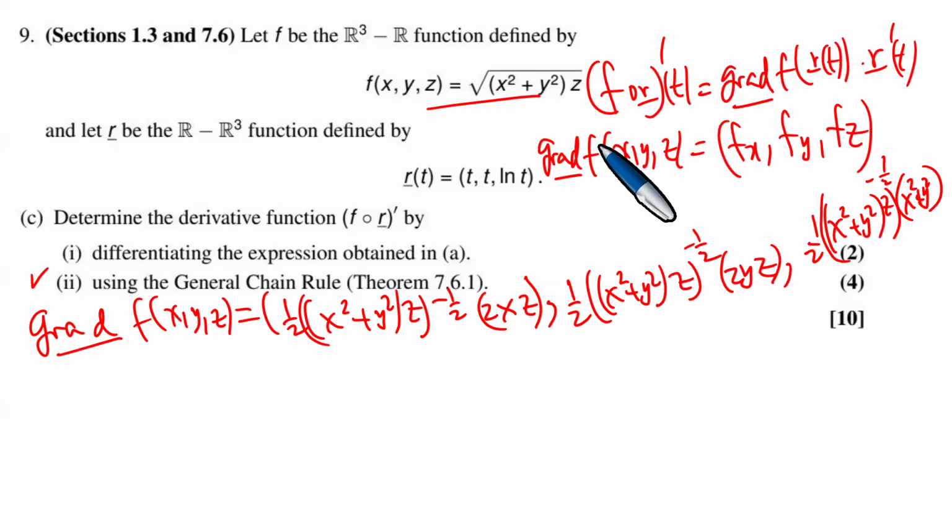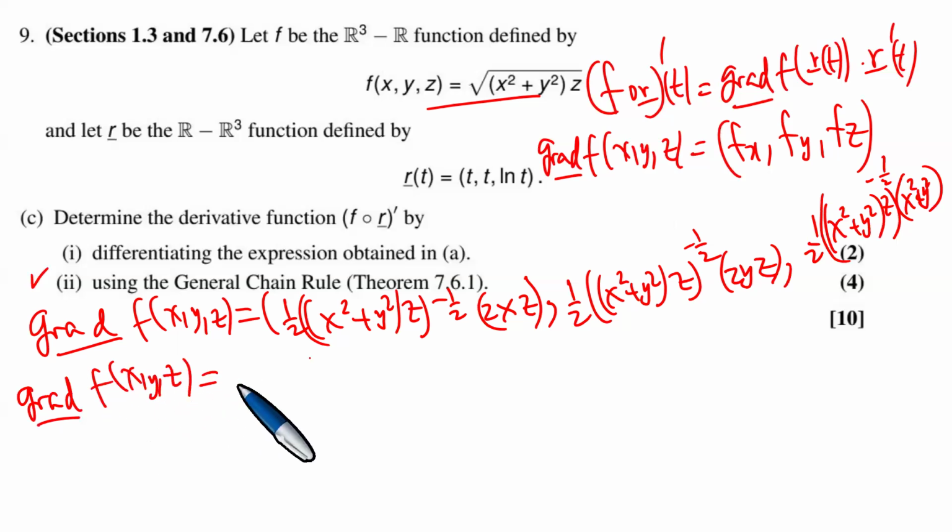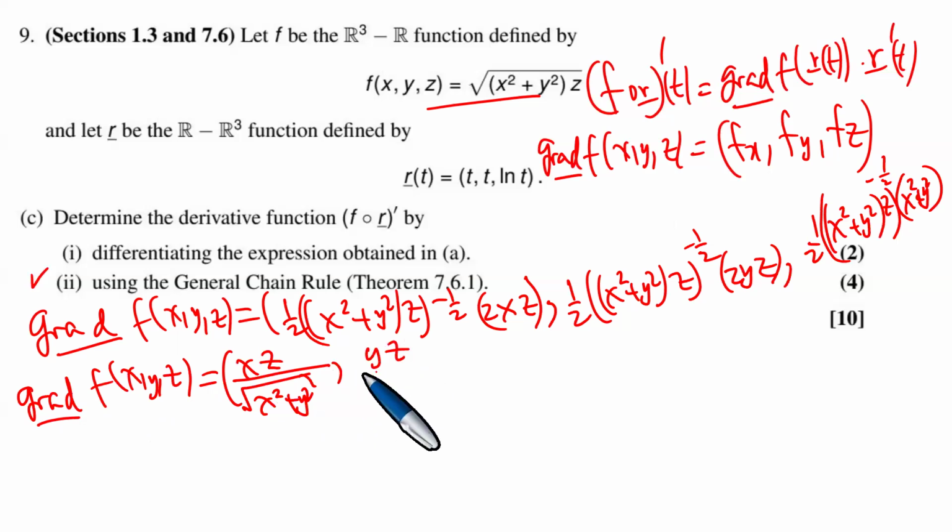Right. Now we can simplify this as follows, and then say that this is the gradient of x, y, z. If you simplify these things here, what this gives is xz, x squared with y squared, yz. Okay, this is it.